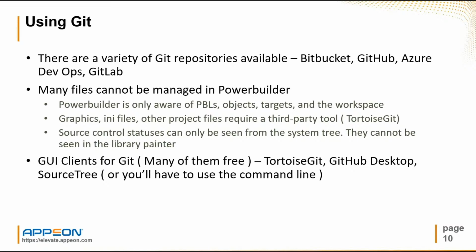Many files cannot be managed in PowerBuilder. So a lot of the Git source control management within PowerBuilder can't be done for objects that are not PowerBuilder objects. PowerBuilder is only aware of PBLs, objects, targets, and the workspace, and other PowerBuilder objects. Graphics, INI files, and other project files require a third-party tool. TortoiseGit is one of my favorites.